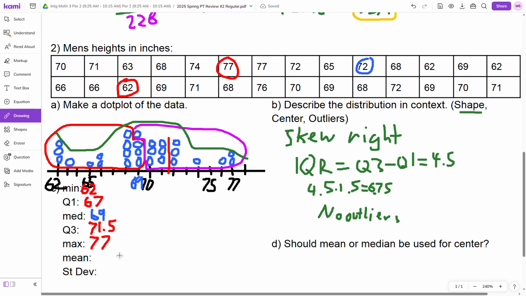And then here for mean, again, you just add up all the numbers and divide by how many there are. Standard deviation, we did another video about that.